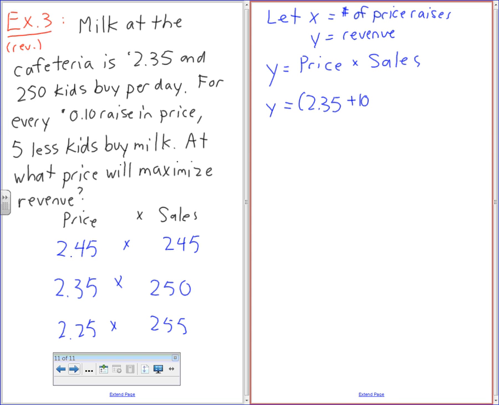Each time is like your x. So it's 10 cents each time. Think back to grade 9. That's the idea when you're making an equation. Each time or every would be x. We're using the same idea.